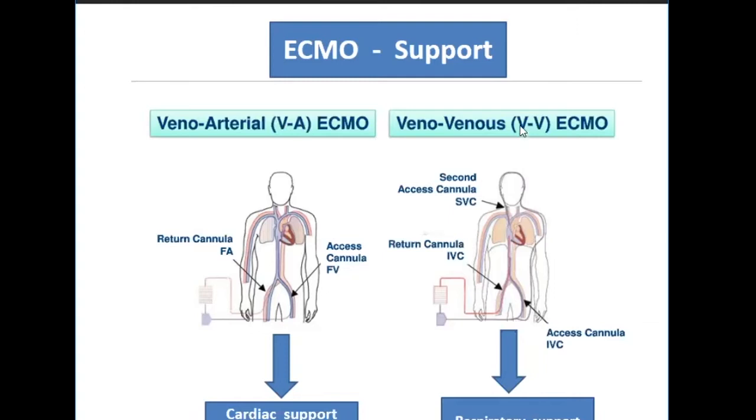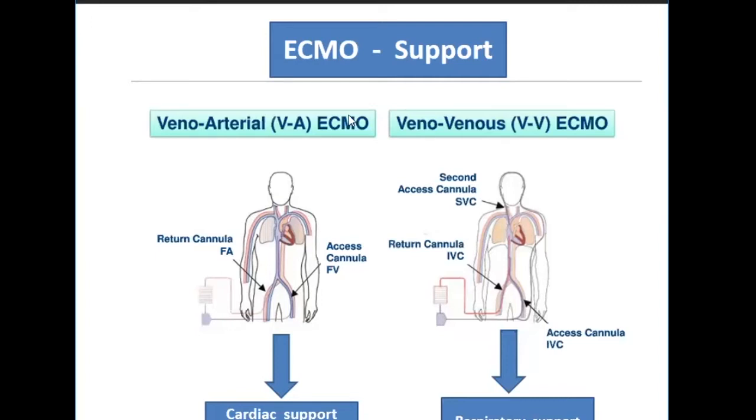Here you can say VV and VA. So it is venous drainage and venous return. Here it is venous drainage, arterial return. We can also have VVA, with venous drainage and arterial return. These are the terms used in ECMO terminology.